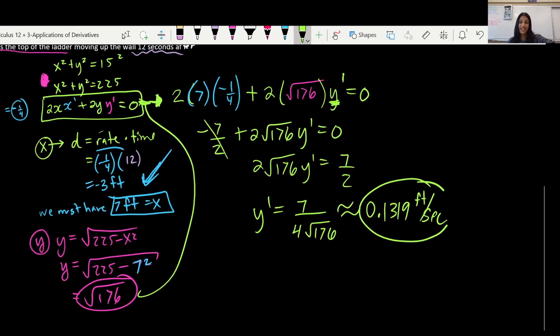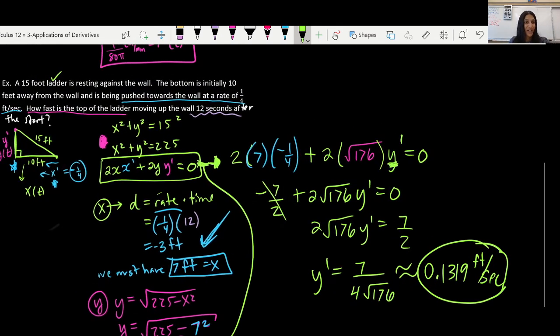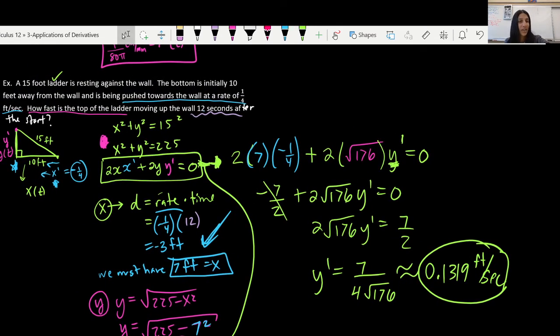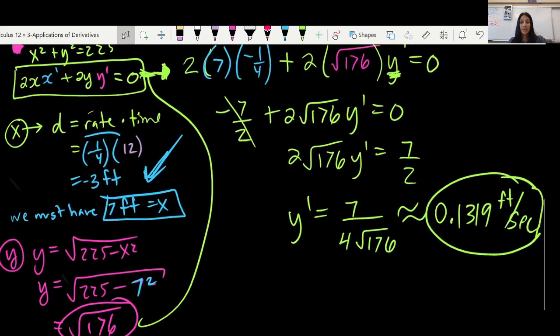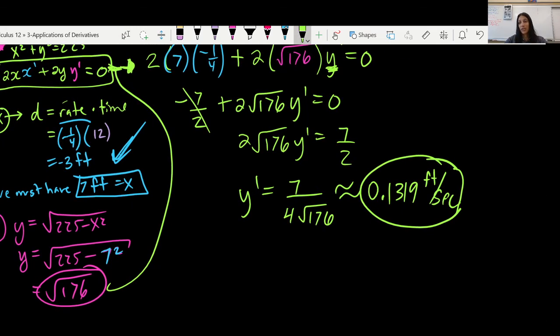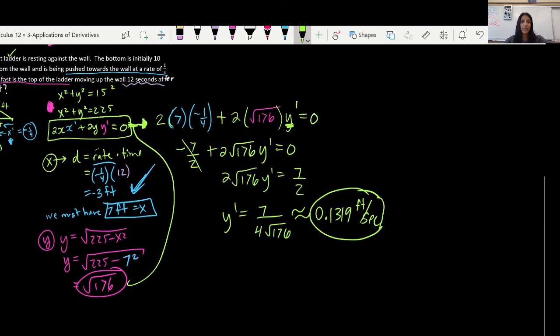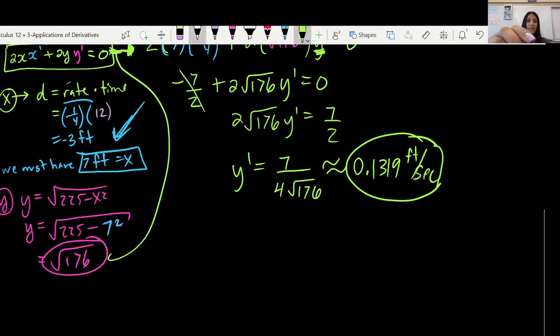We would write this in a sentence. We're not going to because this is getting pretty long, but go back and read it over and double check that you understand what it is we just found. So, how fast is the top of the ladder moving up the wall 12 seconds after the start? Well, it's moving up the wall at a rate of 0.139 feet per second at that time, 12 seconds after the start. So, I hope that you found that helpful.